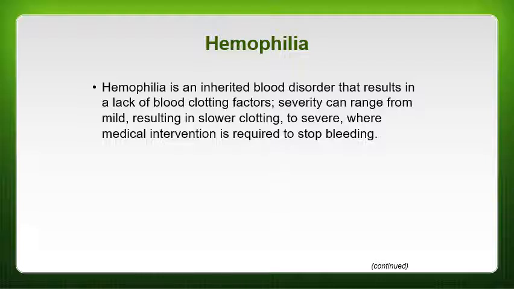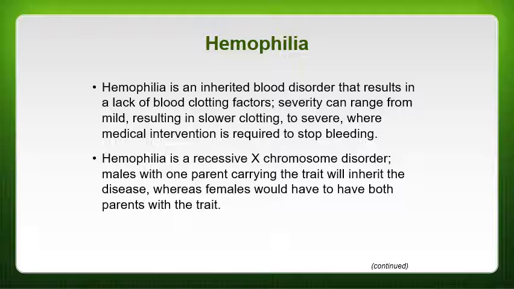Most individuals deficient in clotting factor 8 suffer from what's called hemophilia A. The most mild form of hemophilia is what's called hemophilia C. So this is also going to be something that's identified in infancy. Again, it's another recessive X chromosome disorder. Males with one parent carrying the trait will inherit the disease, whereas females would have to have both parents with the trait in order to have hemophilia.